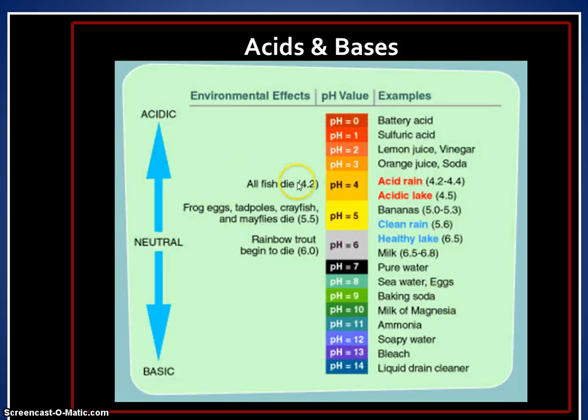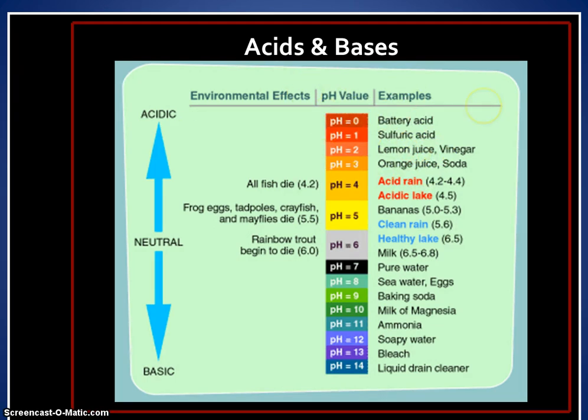Okay, so let's talk about this pH scale, right? This is that scale. The lower it is on the scale, the more acidic it is. Like battery acid, very acidic. Not good for you at all. Sulfuric acid, also very acidic. Lemon juice and vinegar, those are acidic. Might give you some heartburn, right? It might burn if you get it in a cut. Orange juice and soda, those are also acidic, but we're going up. We're getting closer to that neutral on the scale.